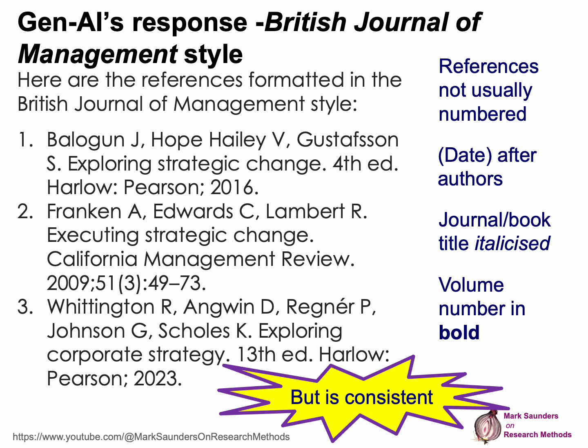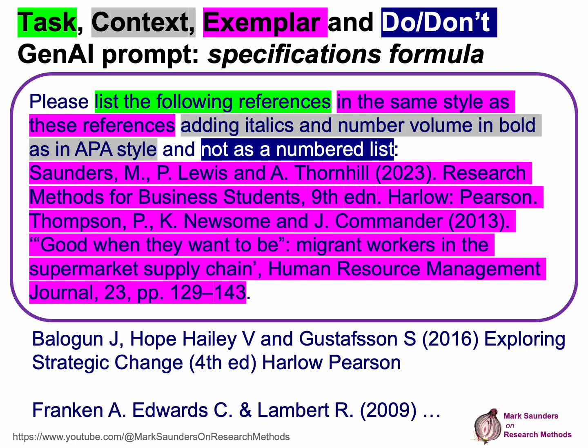So we're now going to look at how we can actually get closer or exactly to the British Journal of Management style. So what we've done here is a much more detailed prompt. We still have the task, list the following references, and then we give an exemplar. We say in the same style as these references, and as part of the exemplar we list 3 references which have been taken directly from the British Journal of Management.